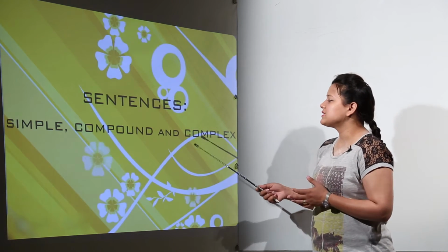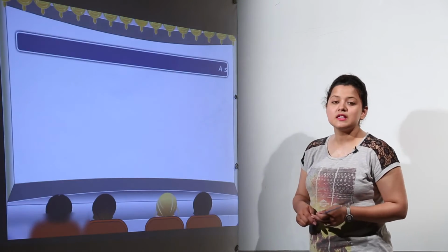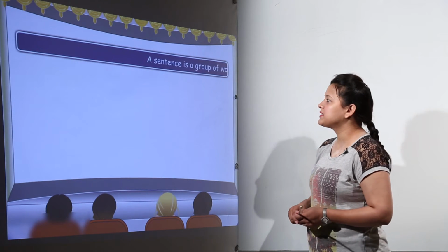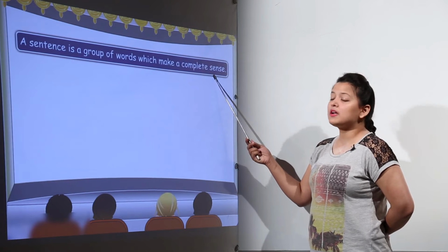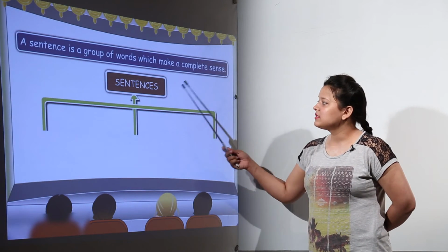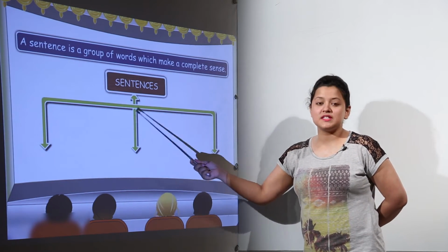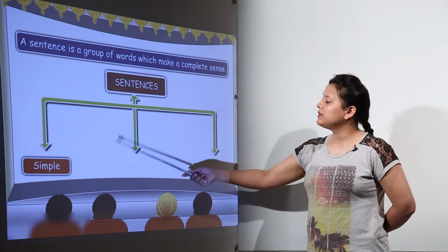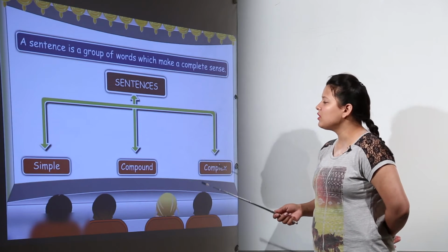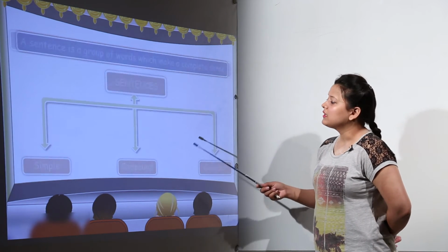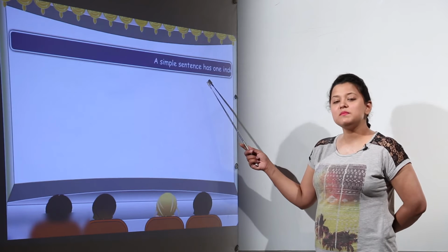So now we are discussing the different types of sentences, the simple, compound, and complex sentences. A sentence is a group of words which make a complete sense. The sentences can be of three types, as I told you. It could be a simple sentence, it could be a compound sentence, or it could be a complex sentence. Now, what is a simple sentence?